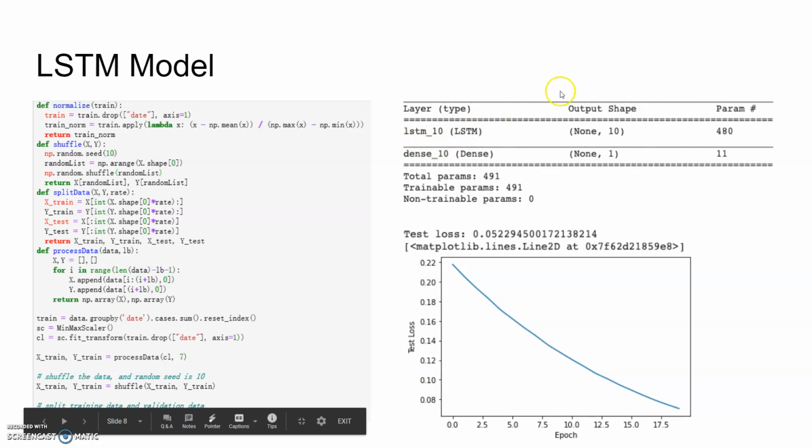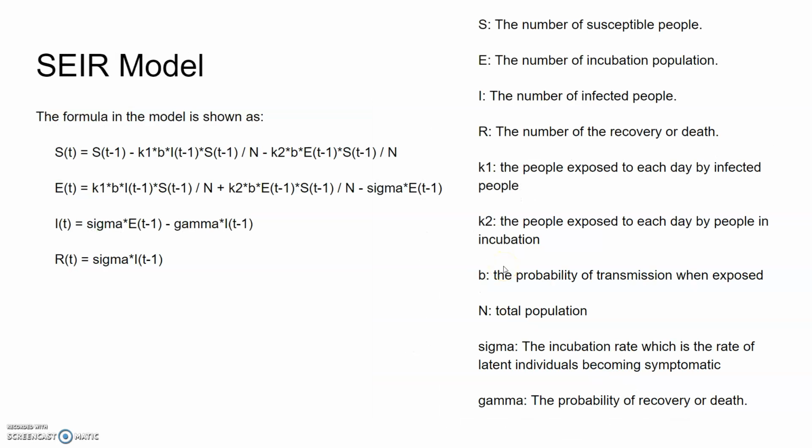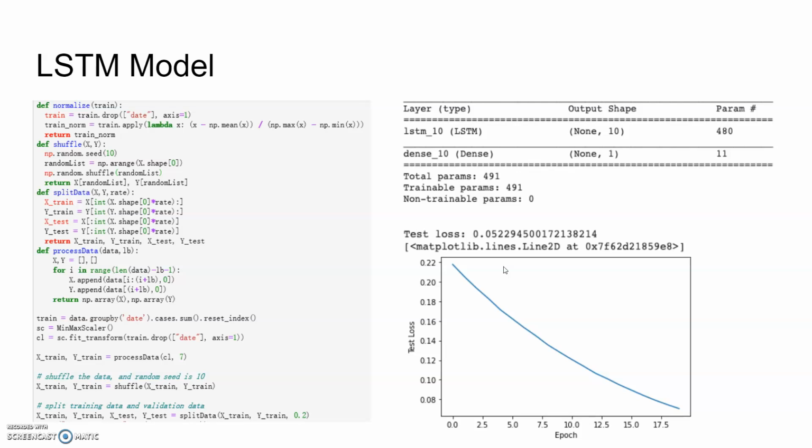In this picture, it shows our neural network structure, and this picture is our test loss, which is 0.05, and the value is very low. So it caused the overfitting.